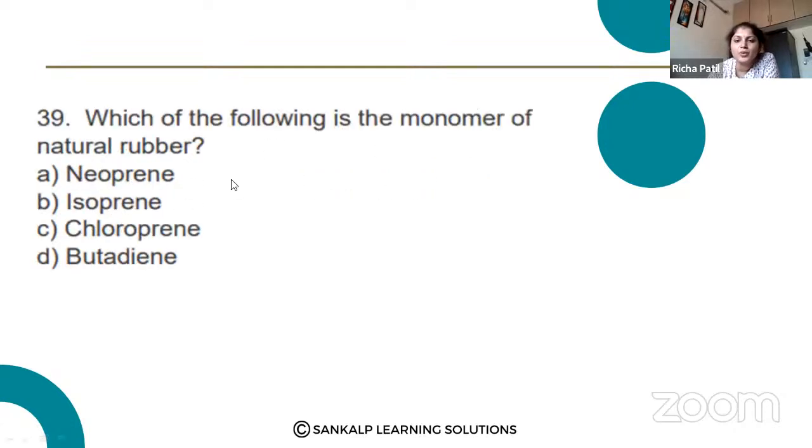Last two questions are there. We'll solve them. Which of the following is a monomer of natural rubber? Yes, Shilpa. Yes, it is isoprene. Many have answered it right. So B is the correct answer, isoprene.